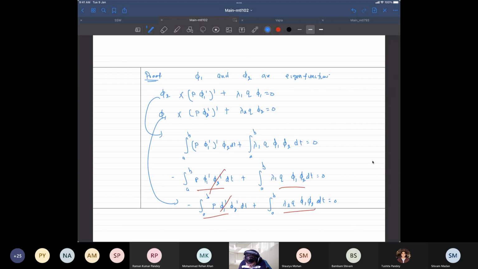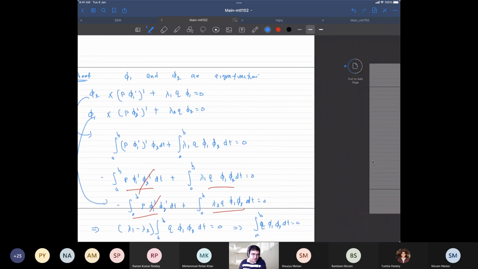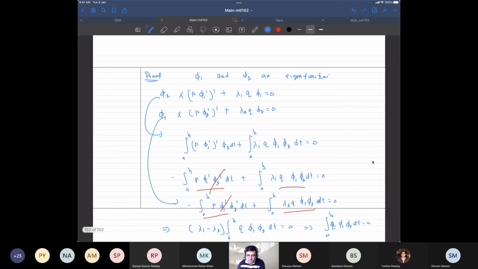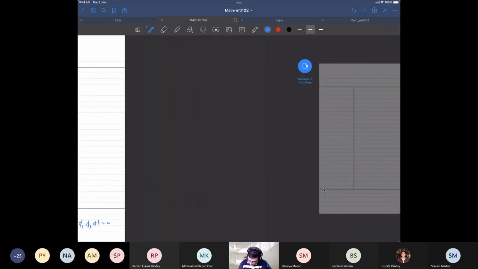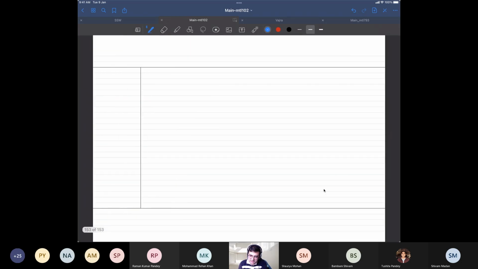So what I will get is that lambda 1 minus lambda 2, they are constants, integral a to b q phi1 phi2 dt is equal to 0. Now lambda 1 is not equal to lambda 2, so that factor is not equal to 0, which means the integral is equal to 0. So this implies integral q phi1 phi2 dt is equal to 0. Okay. Now let's go back to the linear independence proof. So we have proved the integral is 0.